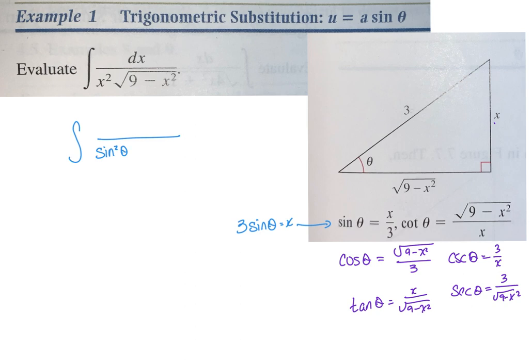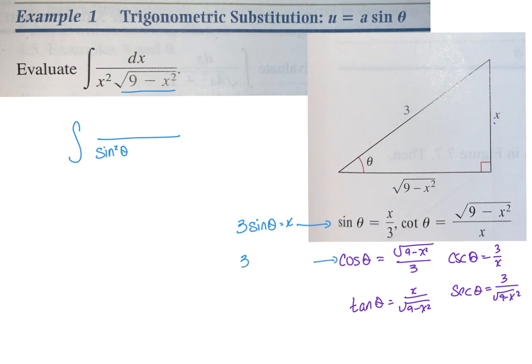If I am looking to replace my root here, the square root of 9 minus x squared in the denominator, then I'm going to look at the easiest place to use. Definitely not where I have another x, but where I have just a constant, so that I can do the same process and multiply across. So I'm going to use the cosine here.